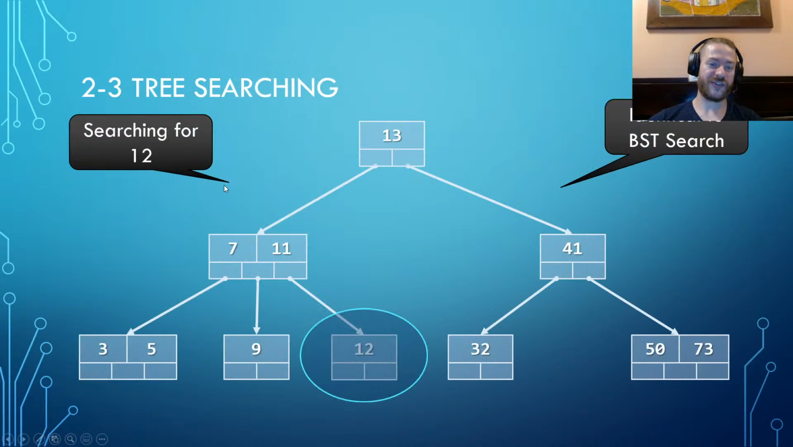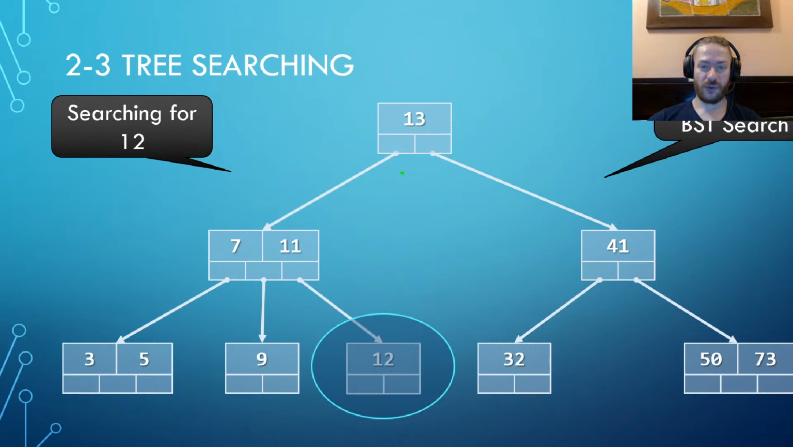For example, if we search for 10, what do we do for 10? Go to the left because it's smaller. It's not smaller than 7 and it's not bigger than 11, so we go to the middle. And now we search for a 10 here. Do we have a 10? No, so the value 10 does not belong to the B tree.